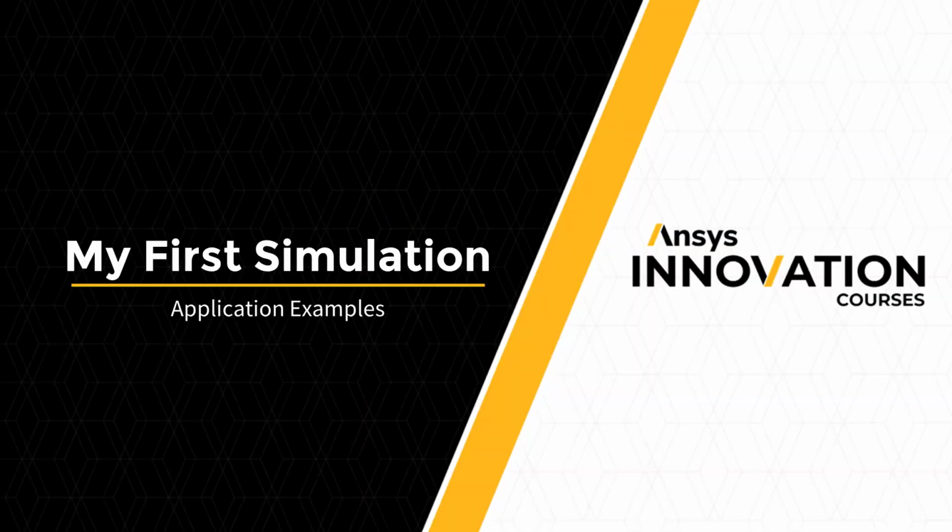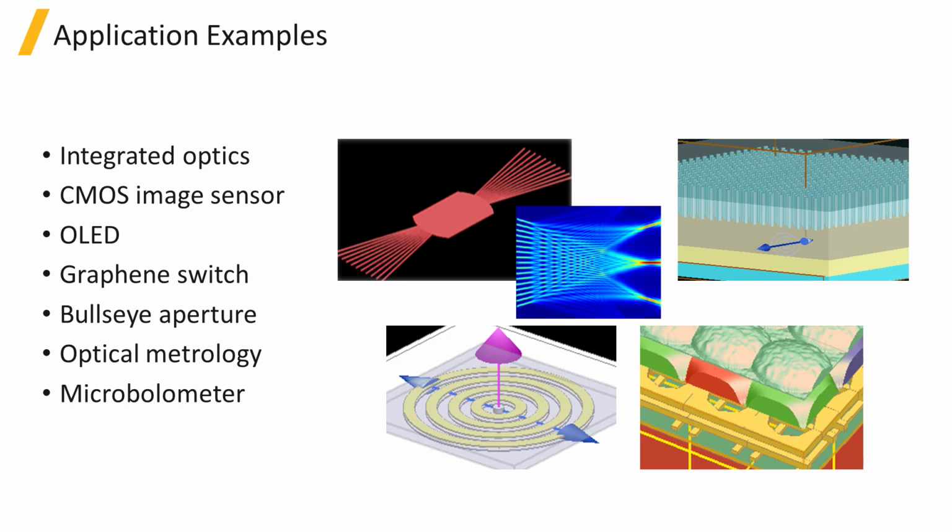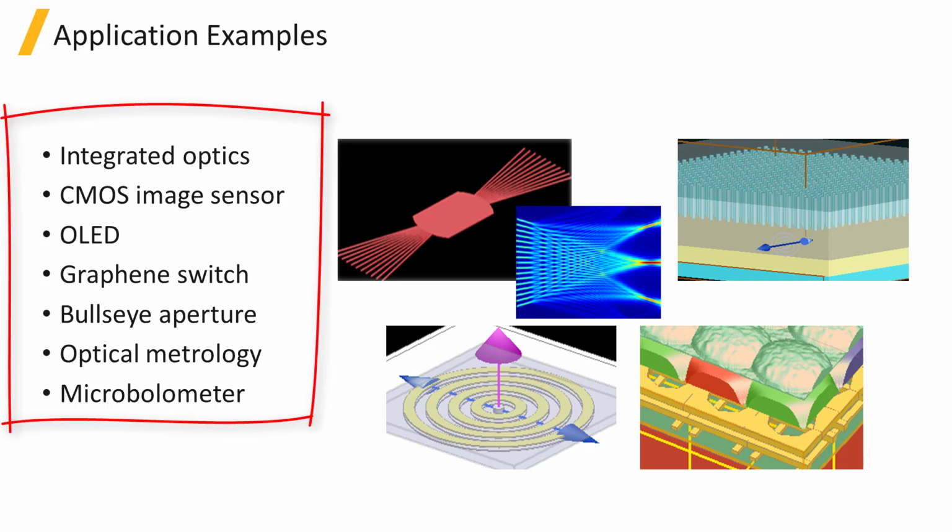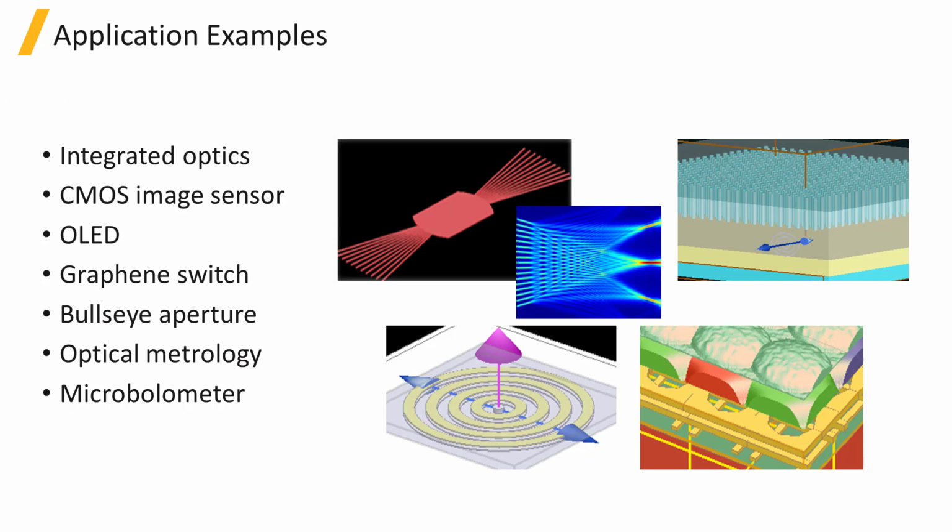Using the methods covered in this course, you can simulate devices used in a broad range of areas, including nanophotonics, sensing, display, photonic integrated circuits, defect detection, and metamaterials. Here are some practical examples of what can be simulated. And in the following slides, we'll briefly touch on each of these examples and talk about the types of results that we can collect for each one.